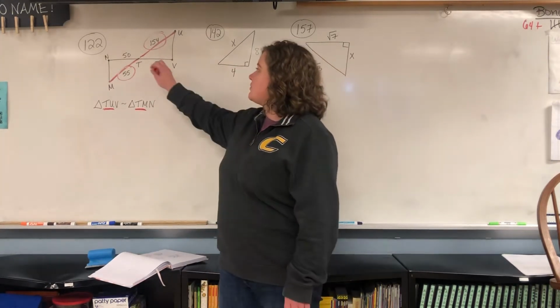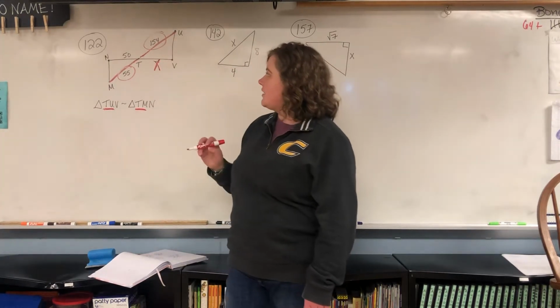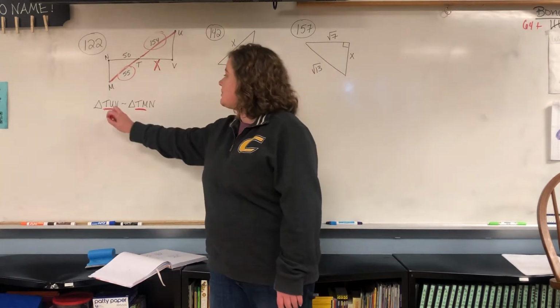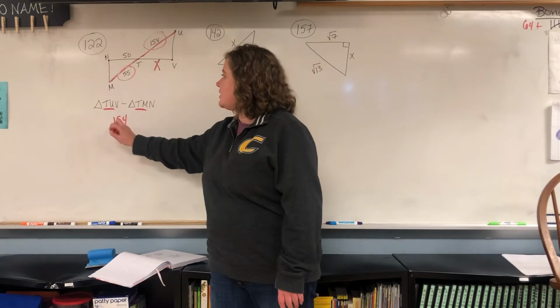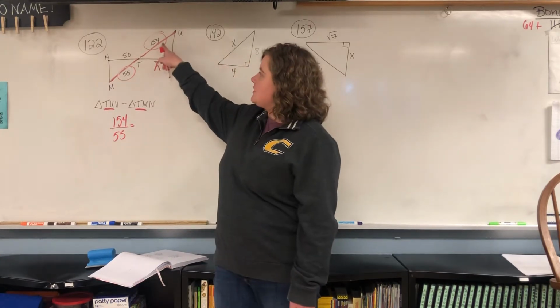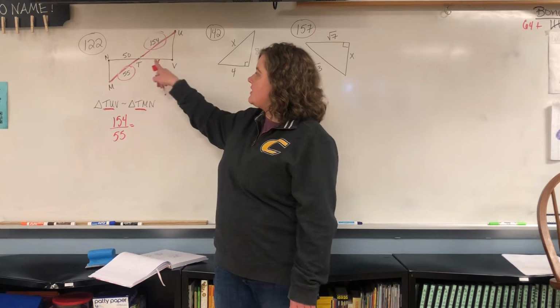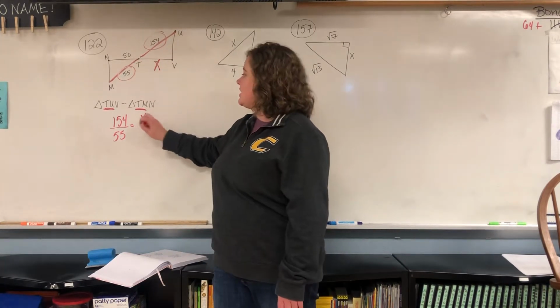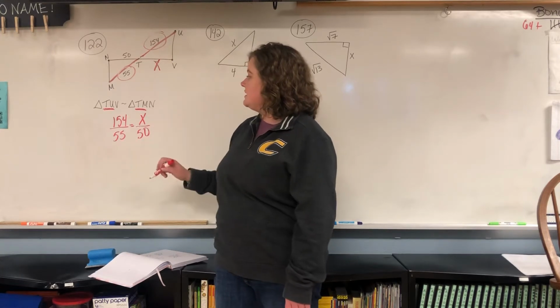So, and then we're gonna replace that question mark with an X. All right, so now we can set up our proportion and solve for our variable. So I'm gonna do 154 over 55. Okay, so I started with this triangle. So if I do 154 to 55, I need to do X to 50. Okay, and you start with this triangle. So you have X over 50, okay?